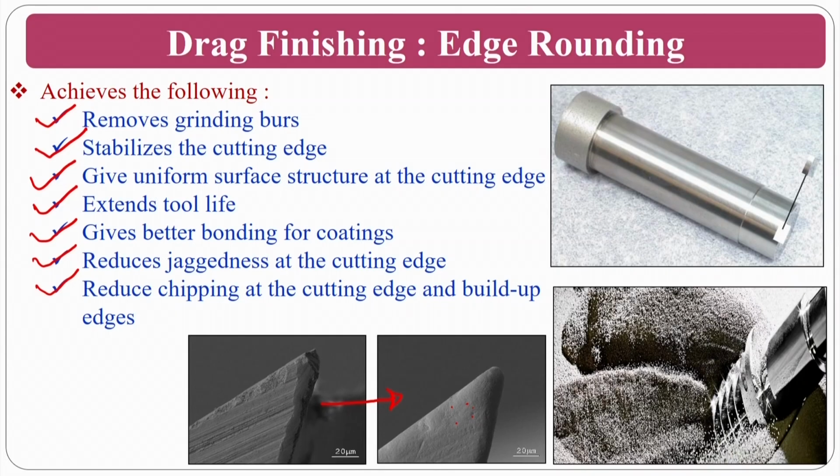If at all the chip moves on this particular surface, what will happen? It will have a lot of resistance. Assume that on this surface, if the chip wants to move, this surface is very smooth and there are no high frictional forces. At the same time, you can also finish this type of complicated surface and this type of surface also.